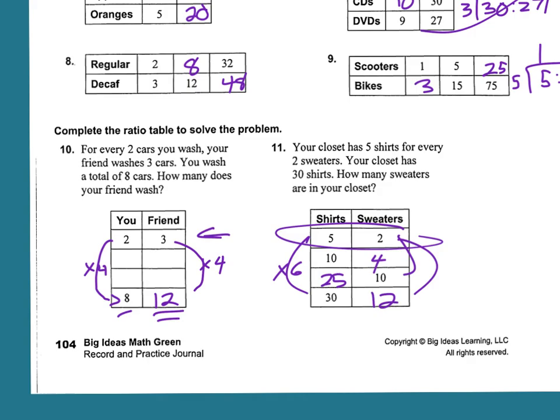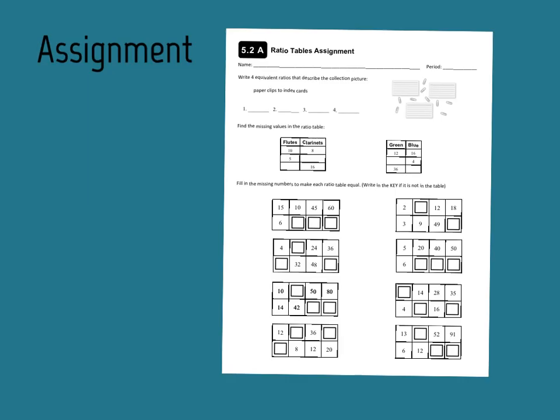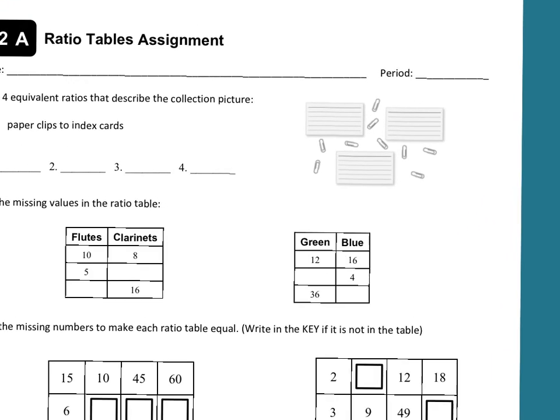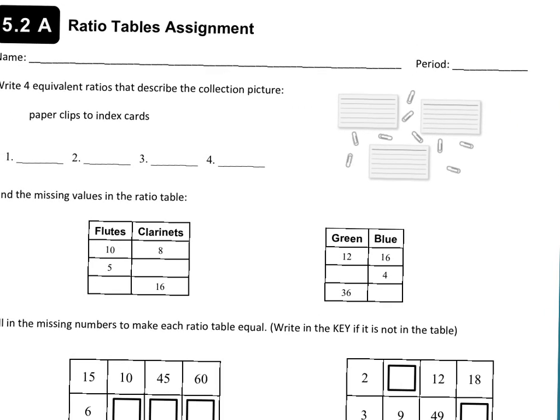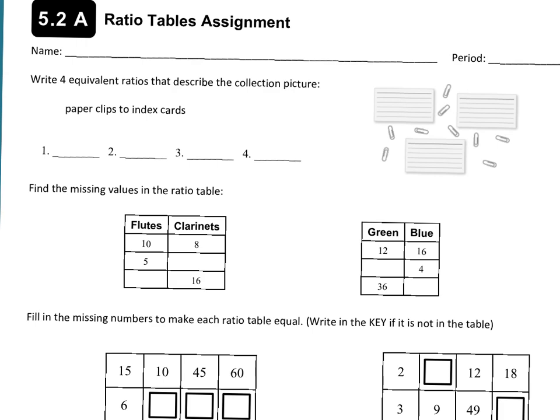Let's look at your assignment quickly. All right, so we are looking at your assignment now. And I already know this, that right here, you are having a hard time on your paper seeing these index cards. So look at this page right now. You can see there's 3 index cards, and there's 1, 2, 3, 4, 5, 6, 7, 8, 9 paper clips.